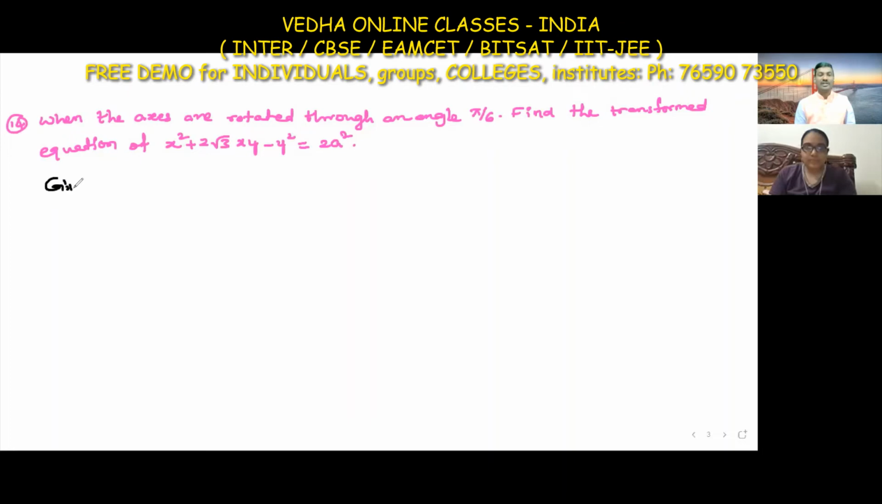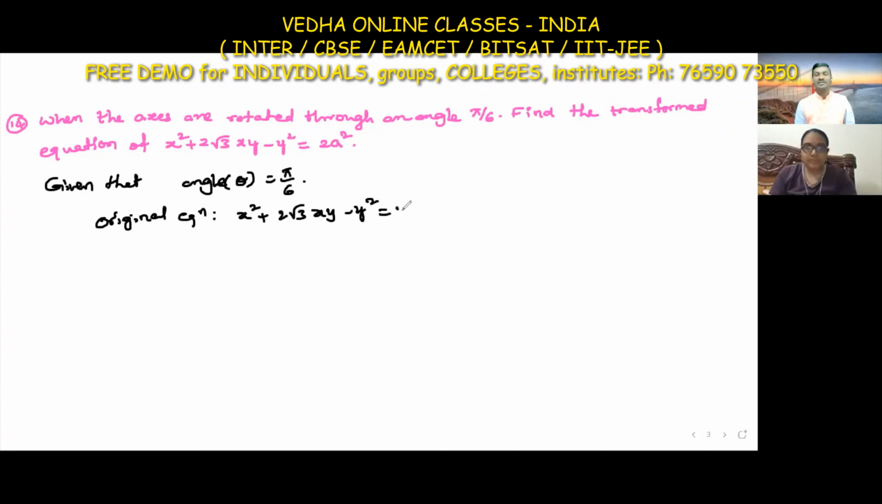What is given here? The angle theta is equal to pi by 6, and we are asked to find the transformed equation. The given original equation is x square plus 2 root 3 xy minus y square is equal to 2a square. This is equation number 1.